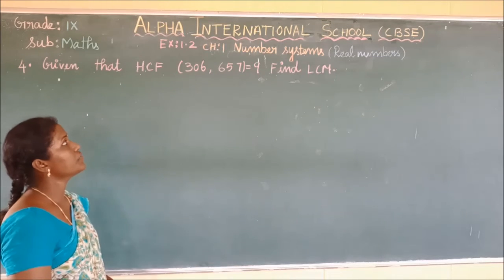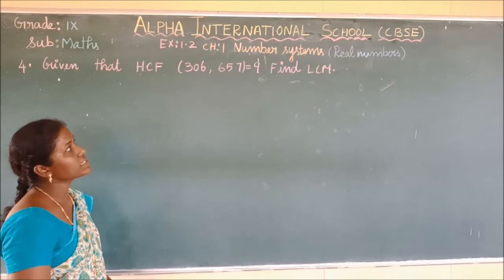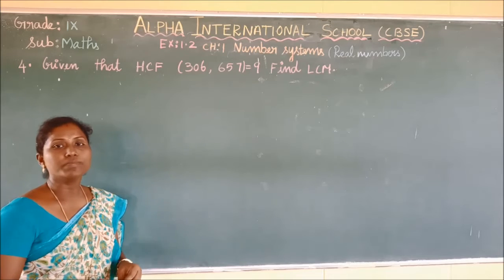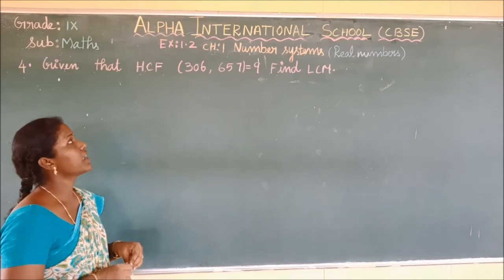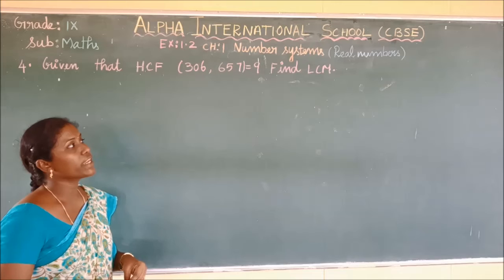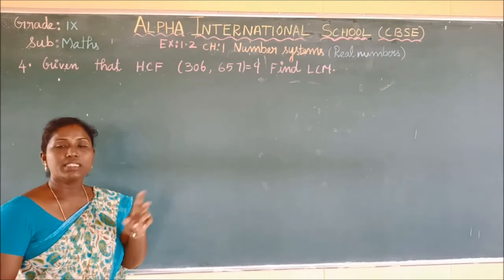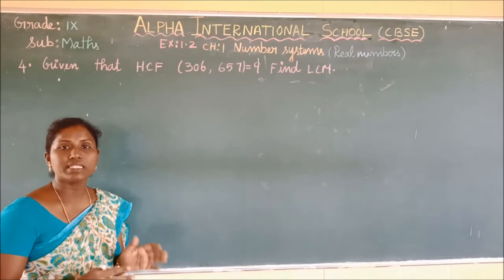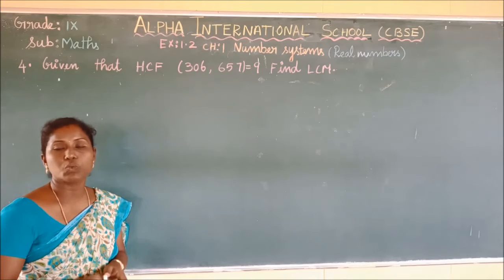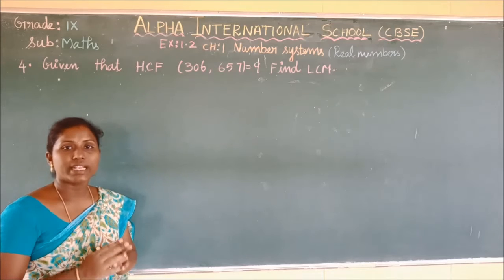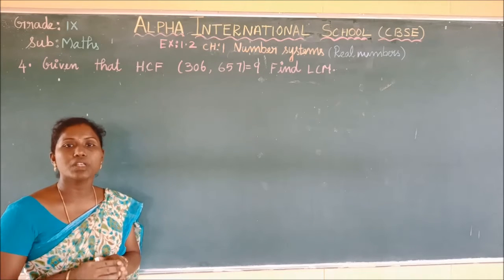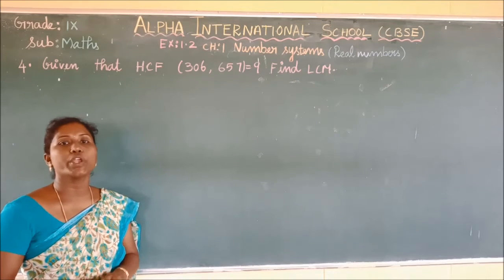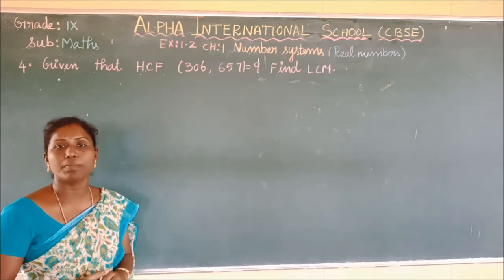See the fourth problem. Given that the HCF of 306 and 657 is equal to 9, find their LCM. In this problem, for two numbers they gave the HCF and we have to identify the LCM. In the previous problem we have seen the relationship between the HCF, LCM and given numbers. What is it? The product of HCF and LCM is equal to the product of given numbers. Using that relation only, we are going to find the LCM of these two numbers here.